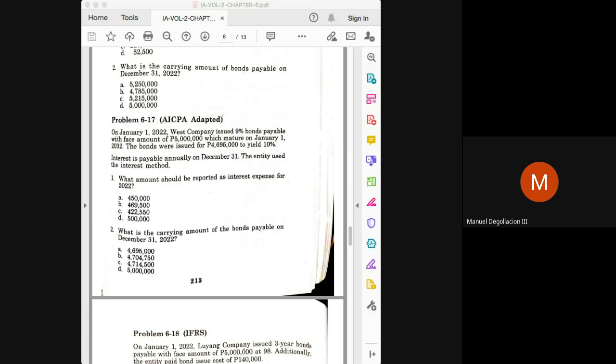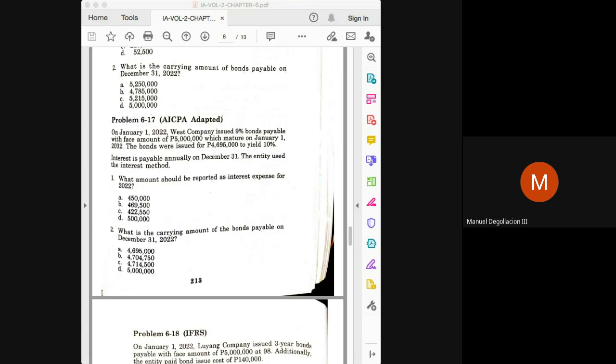Now, if the amortization for year one under the straight line method is 30,500, how much then would be the remaining discount? Okay, we started at 305,000, and then we deduct the amortization this year of 30,500. You would get 274,500. Okay, and then we can already solve for the carrying amount after the first year, at the end of 2022.